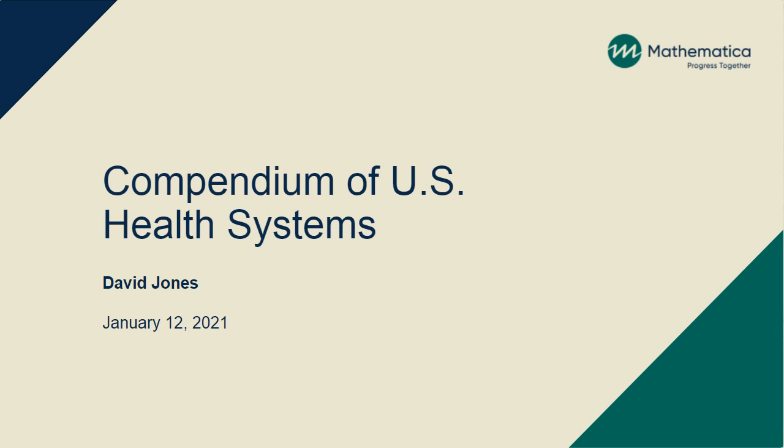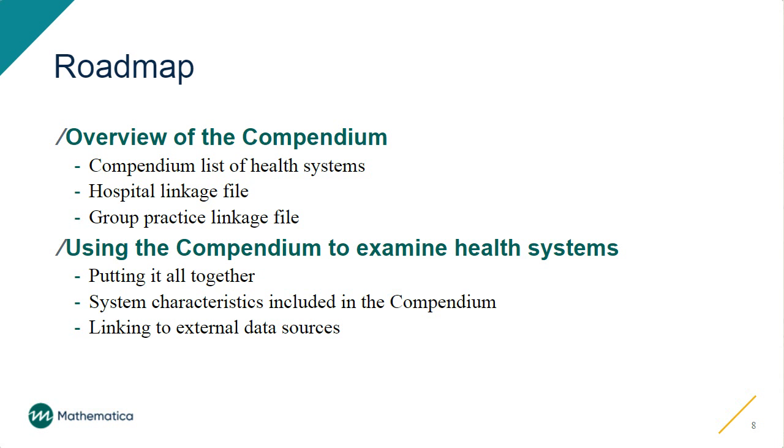Thank you, Gene, and thank you everyone for joining us today. Before we launch in, I'll go over a bit of a roadmap for this section of the presentation. We'll begin with an overview of the compendium, and that is what I'll be spending most of my time going through during the webinar today. There are 3 components or files that compose the compendium. The first being a compendium list of health systems, so a health system level file. The second, a linkage file at the hospital level that links back to the health system level file. And then also a group practice linkage file at the group practice level that links back to the health system.